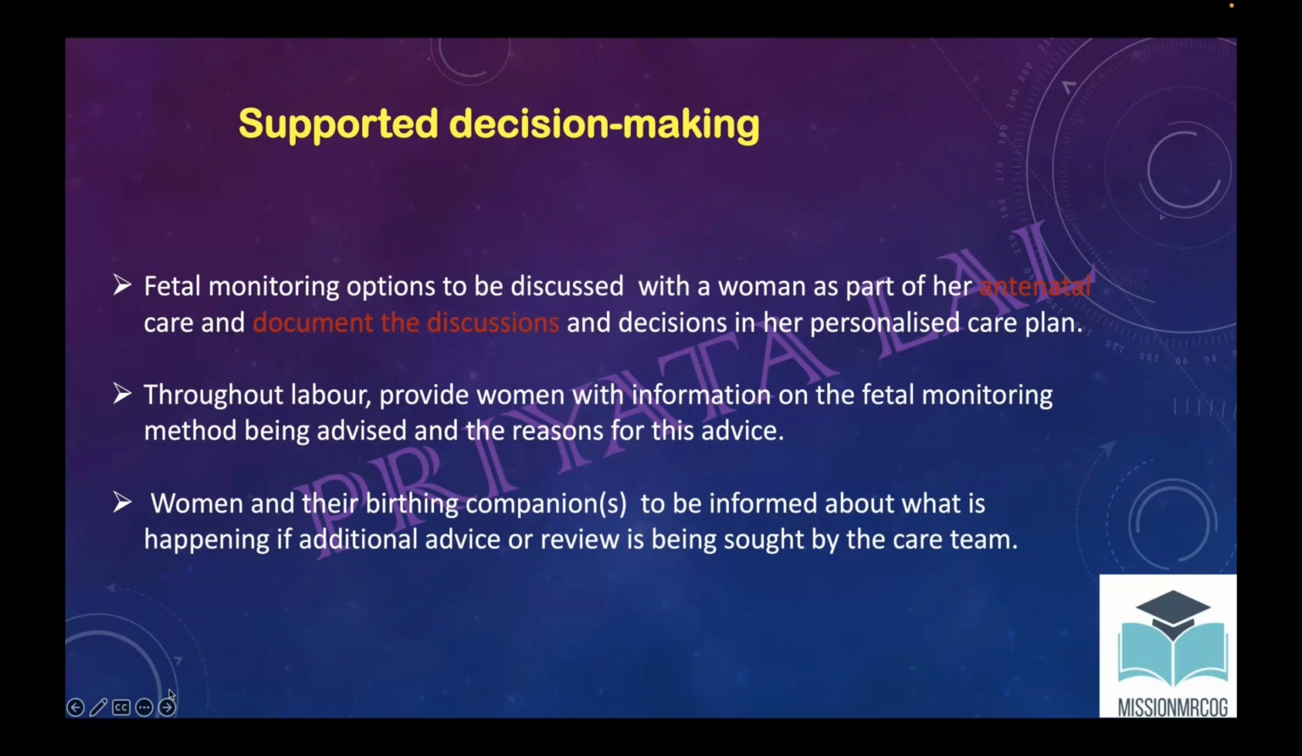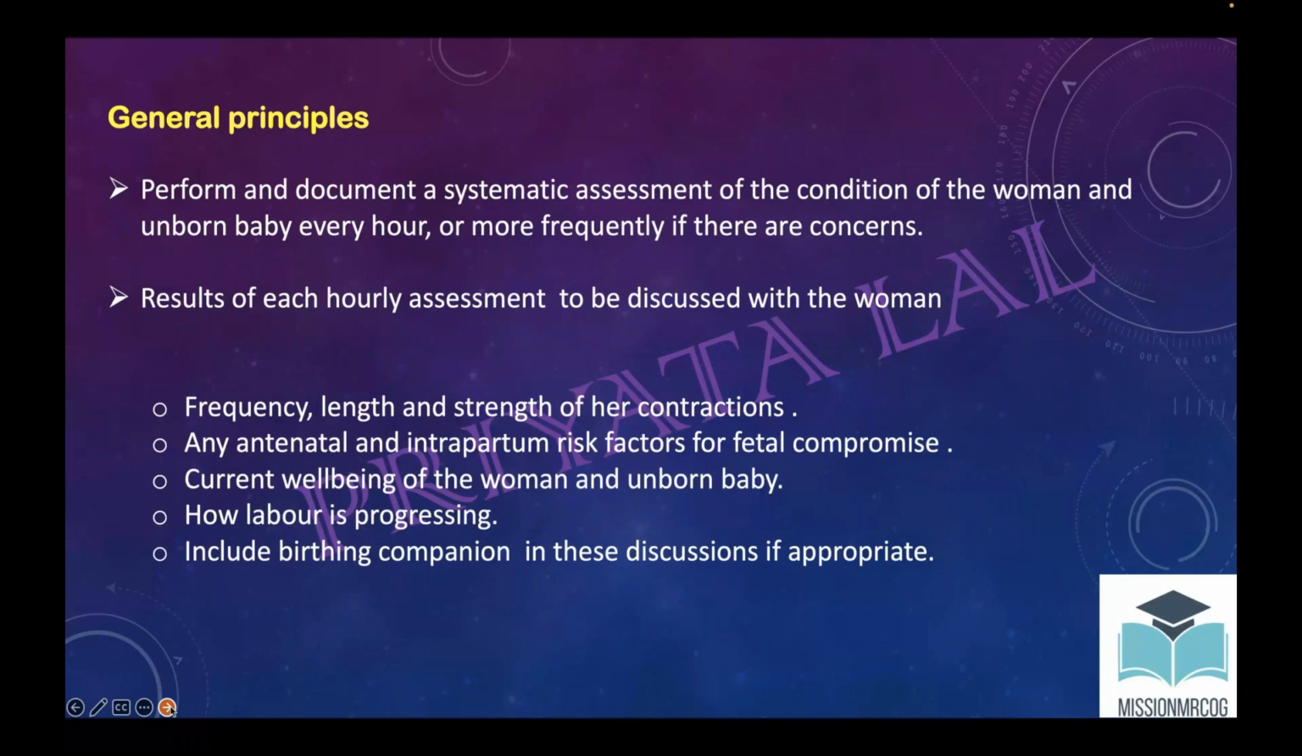Now, what are the general principles? It has to be monitored in labor every hour. If you see the WHO labor care guide, they have got a column, and each column represents 1 hour. Okay, so what we have to measure: frequency, length, and strength of contraction. Then if any risk factors are there, the current well-being of the woman and also the baby, and how the labor is progressing. Okay, whether the birth companion or the patient is already involved.